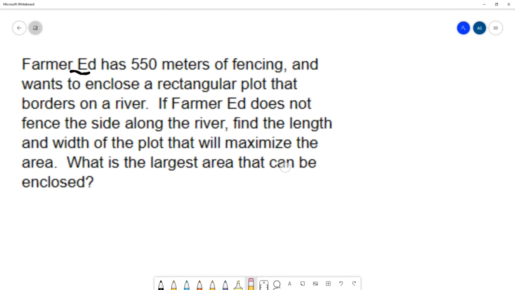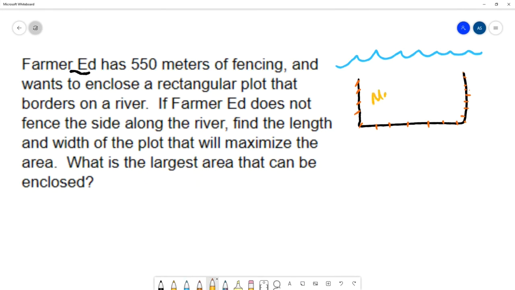So let's start by drawing our picture. We have a rectangular plot that is alongside of a river, and we're not going to put up fencing along the river. We have 550 meters of fencing, and so the fencing is going to go up along these 3 sides here. So we want to place that fencing in a way that it creates the maximum area inside. So we want to have the max area inside.